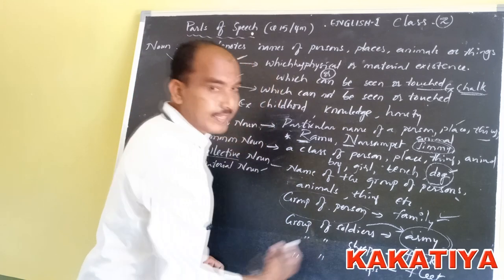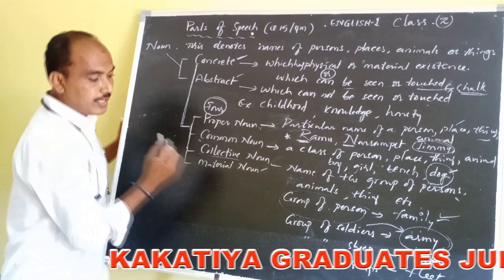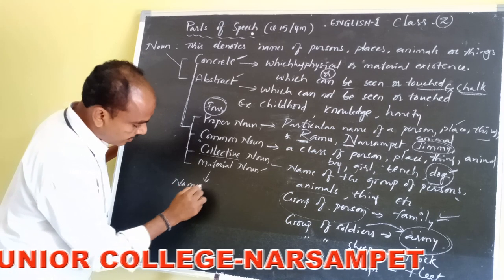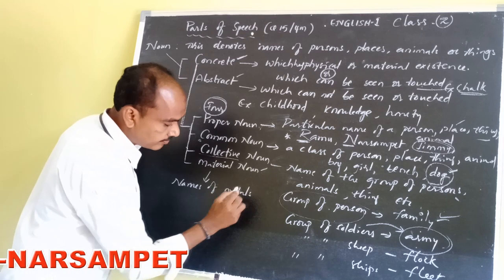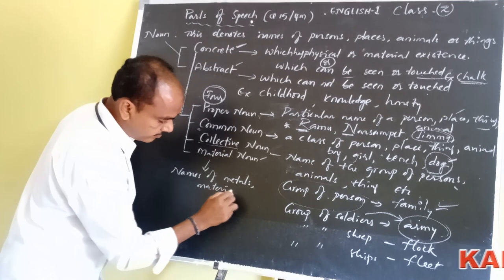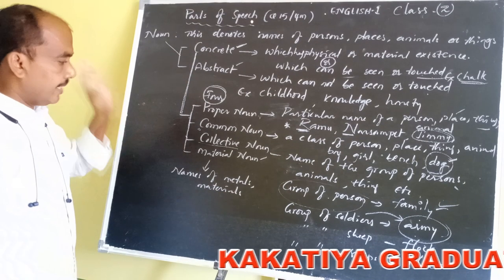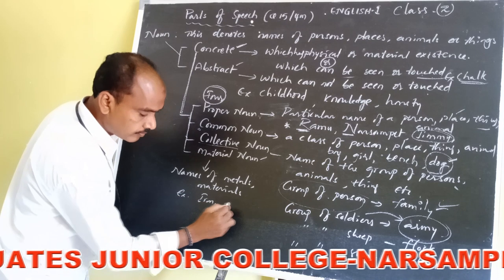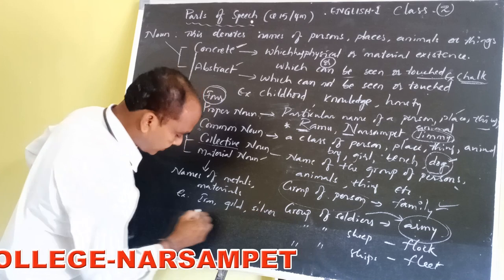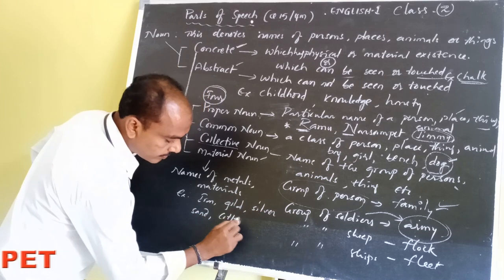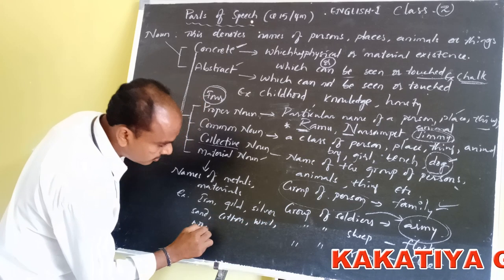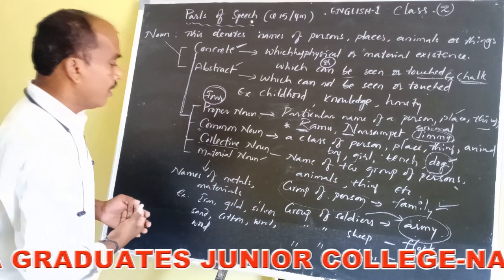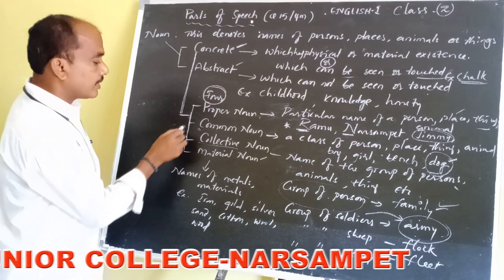Now, another one is the material noun. What is a material noun? A material noun is the name of metals or materials. Metal means, for example, iron is a metal. Gold is a metal. Silver is a metal. Sand, as well as cotton, wool and wood. These are all metals and materials. Cement, concrete, all these kinds of nouns should be considered material nouns.